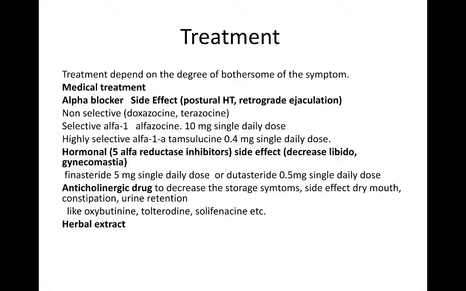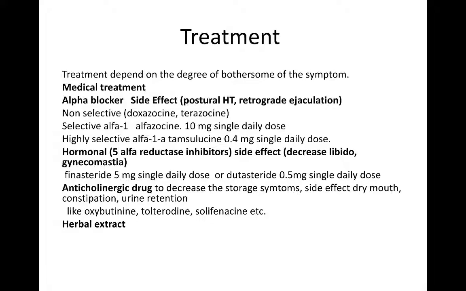It is important to note that the effect of alpha blockers is greater in patients where the hyperplasia occurs mainly in the stromal part, while hormonal treatment is more effective in patients where the hyperplasia occurs mainly in the epithelial part. And how do we know whether the hyperplasia occurs in the epithelial or the stromal part? The size gives us an idea.